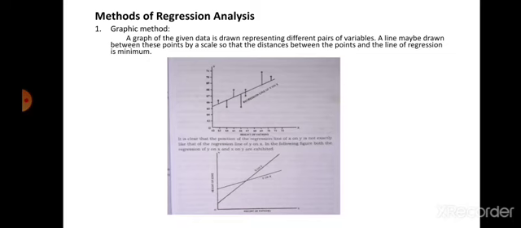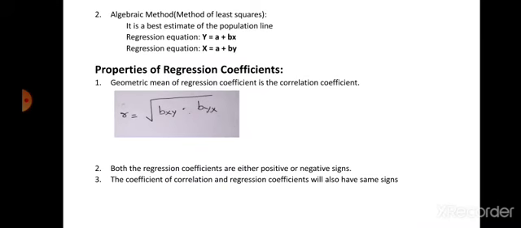So what is now the algebraic method of properties of regression? As algebraic method of least squares, the best estimate of the population line is the regression equation of y equal to a plus bx. Regression equation of x is x equal to a plus by. So x is unknown, x is dependent on y, y is independent. If y is independent and x is dependent on y, then it is x on y. If x is independent and y is dependent on x, it is y on x.